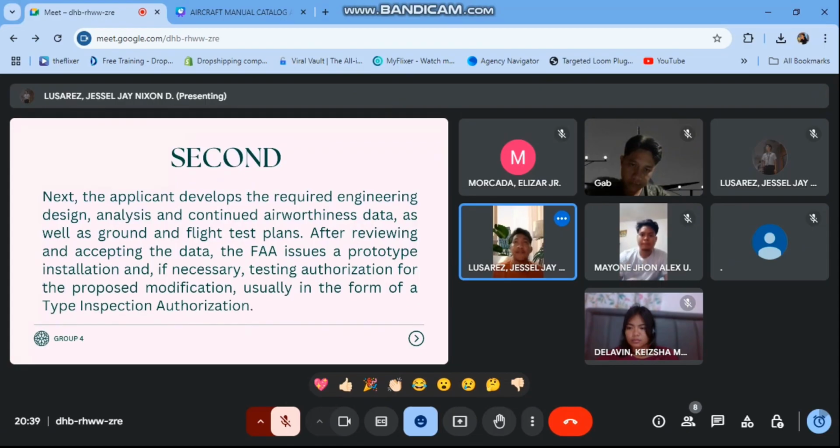Next, the applicant develops the required engineering design, analysis, and continued airworthiness data, as well as ground and flight test plans. After reviewing and accepting the data, the FAA issues a prototype installation and, if necessary, testing authorization for the proposed modification, usually in the form of a type inspection authorization.